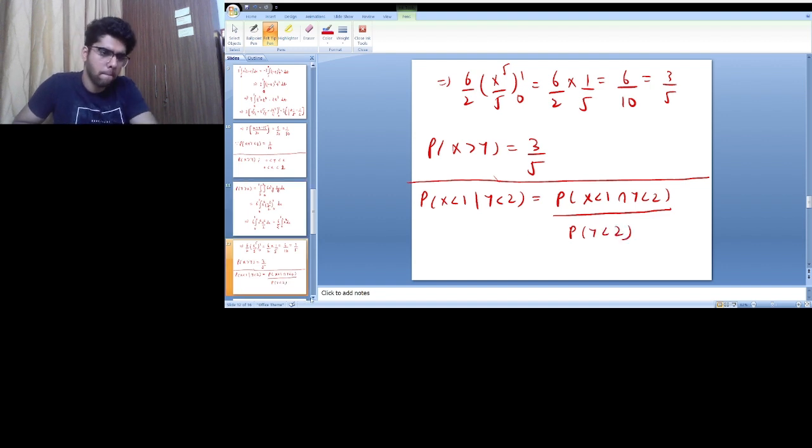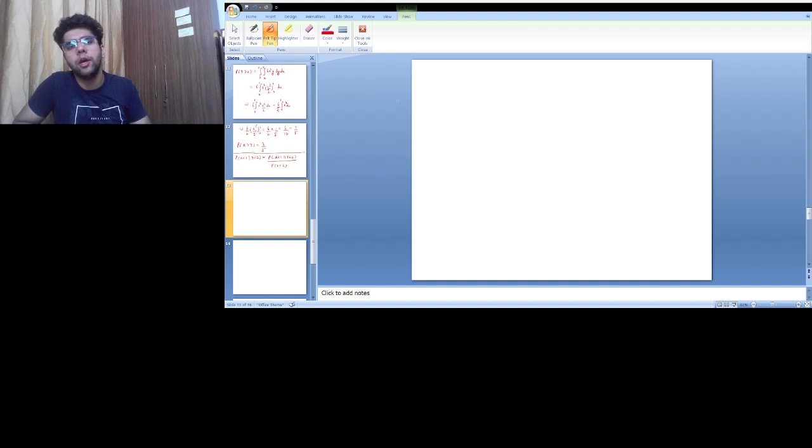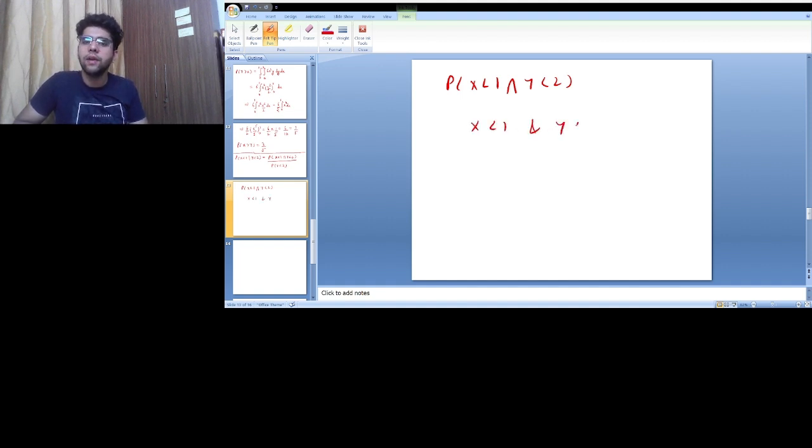Now, what does the probability of x less than 1, comma y less than 2 mean? Comma is, you know, intersection, both of these are the same thing, right? So x less than 1, or I'm just writing the intersection, y less than 2. Intersection is the same thing as comma. We are just referring to the joint PDF here. So the probability of x less than 1 intersection y less than 2 means that we need to find the probability when x is less than 1 and at the same time y is less than 2.